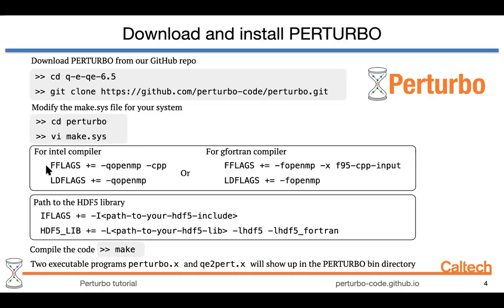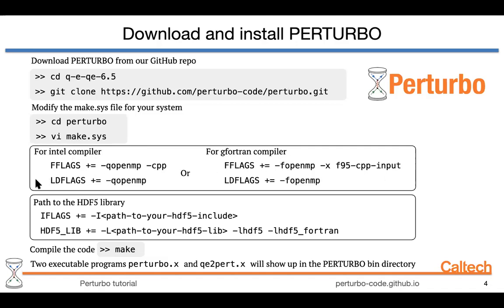One set is related to the Fortran compiler. So here we provide two examples for Fortran compilers: one is the Intel compiler, and the other one is the GNU Fortran compiler. And if you have other preferences, then you can modify these two flags by yourself.